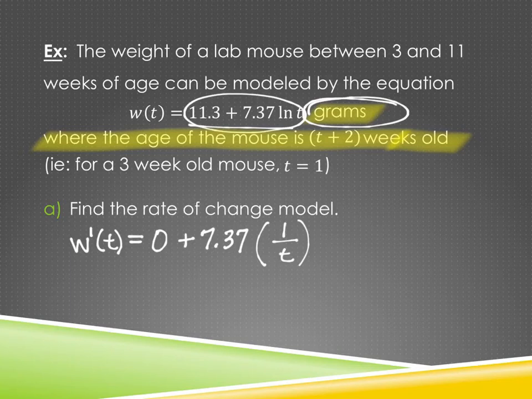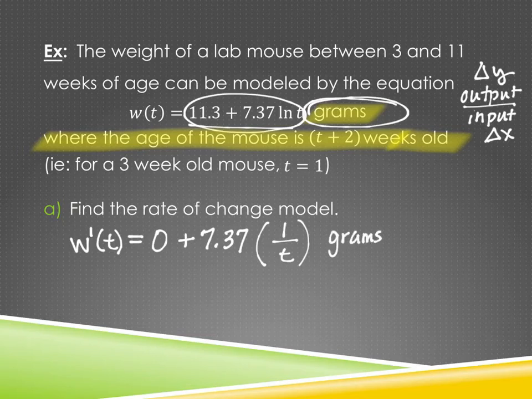Remember, we're finding rates of change, derivatives, slopes. It's always output per input, right? Change in y over change in x. That's what slope is. So, as you're looking at this, the output units previously were grams. So we're going to write down grams per the input units. What are the input units for this function?